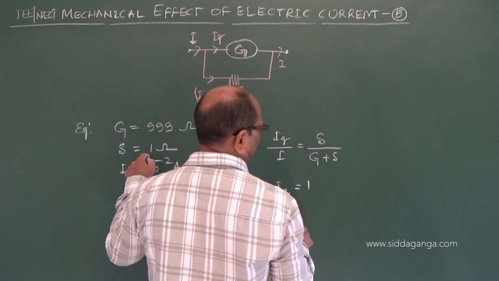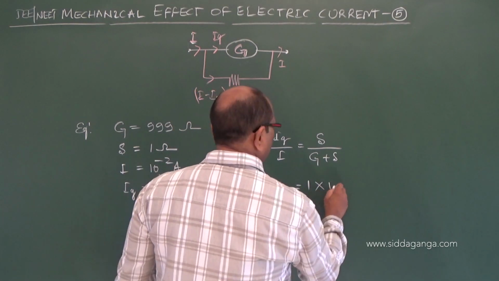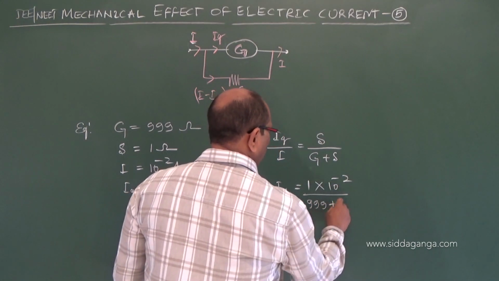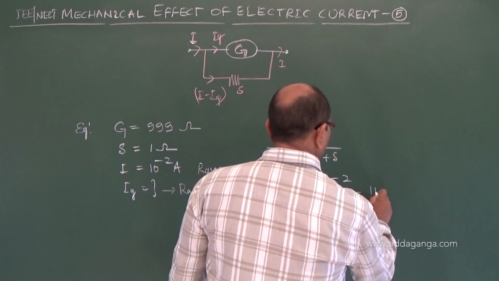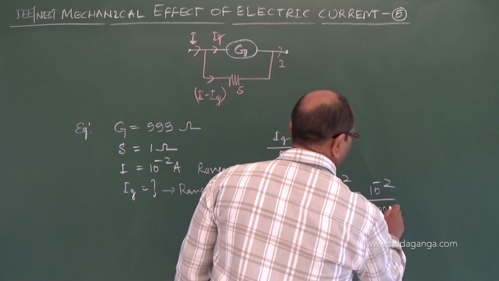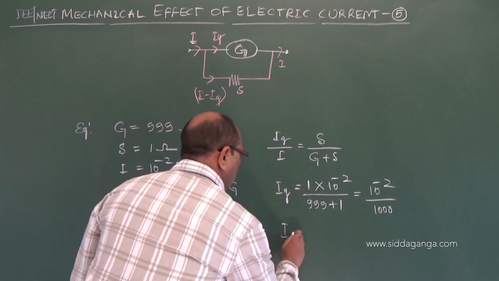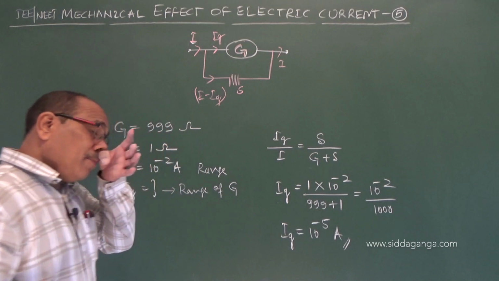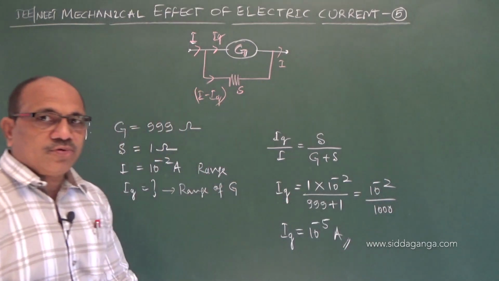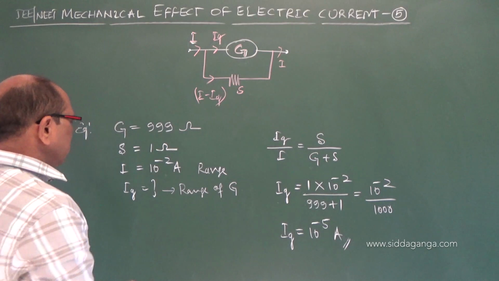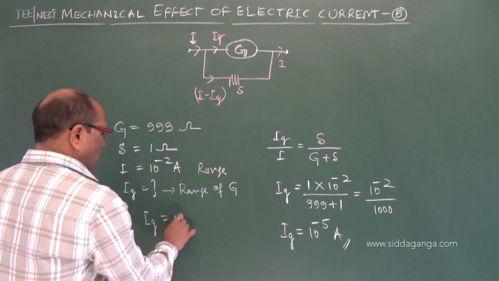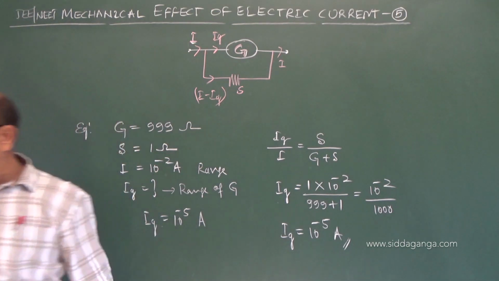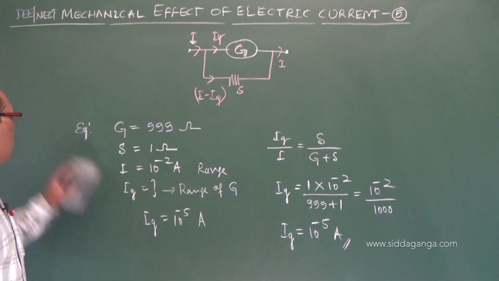S is 1 into 10 power minus 2 divided by 999 plus 1. This becomes 10 power minus 2 by 1000, or Ig equal to 10 power minus 5 ampere. 10 power 3 taken to the numerator becomes 10 power minus 5 ampere. So the Ig equal to 10 power minus 5 ampere. So you can get the answer to that.